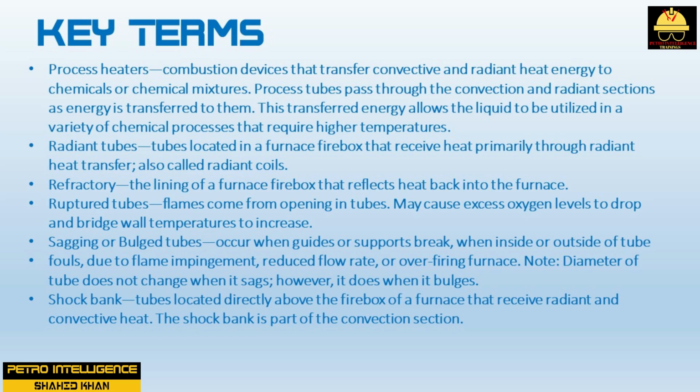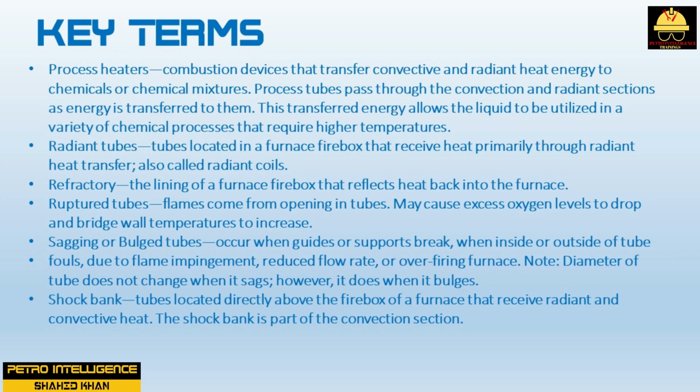Process heaters are combustion devices that transfer convective and radiant heat energy to chemicals or chemical mixtures. Process tubes pass through the convection and radiance sections as energy is transferred to them. This transferred energy allows the liquid to be utilized in a variety of chemical processes that require higher temperatures. Radiant tubes are located in a furnace firebox that receive heat primarily through radiant heat transfer, also called radiant coils. Refractory is the lining of a furnace firebox that reflects heat back into the furnace.